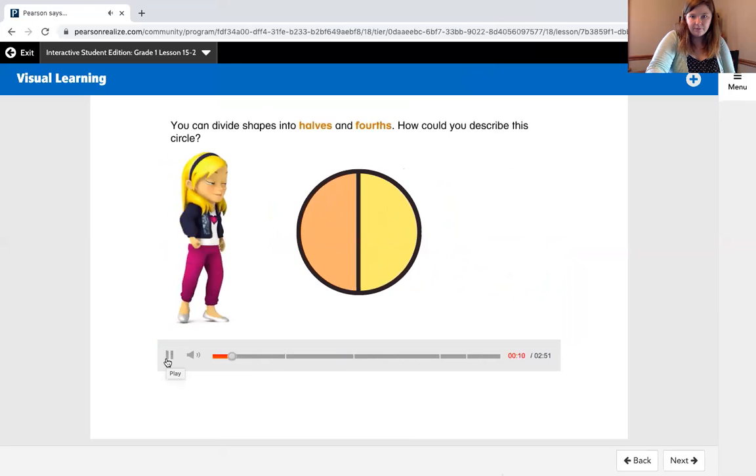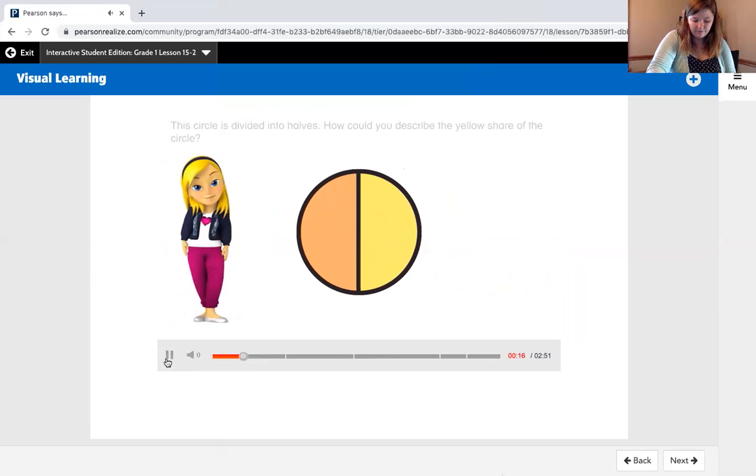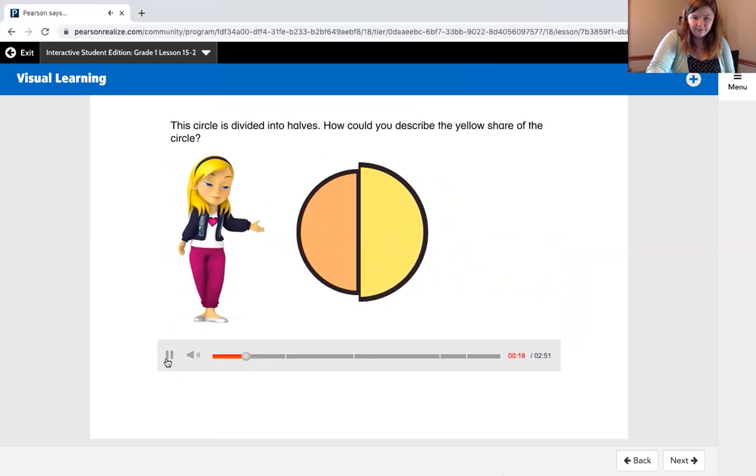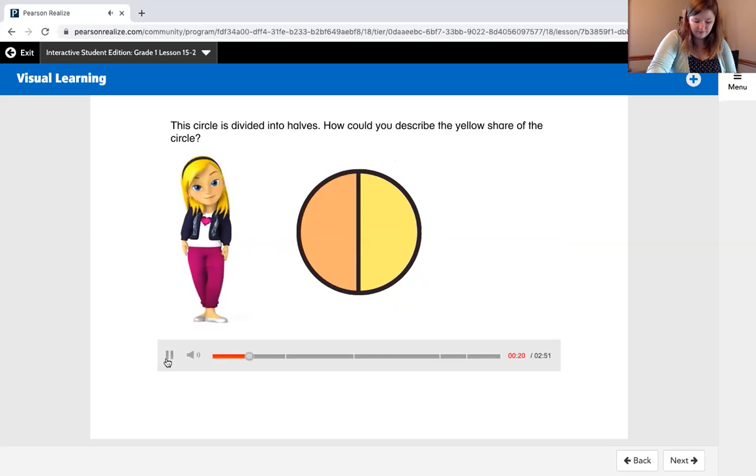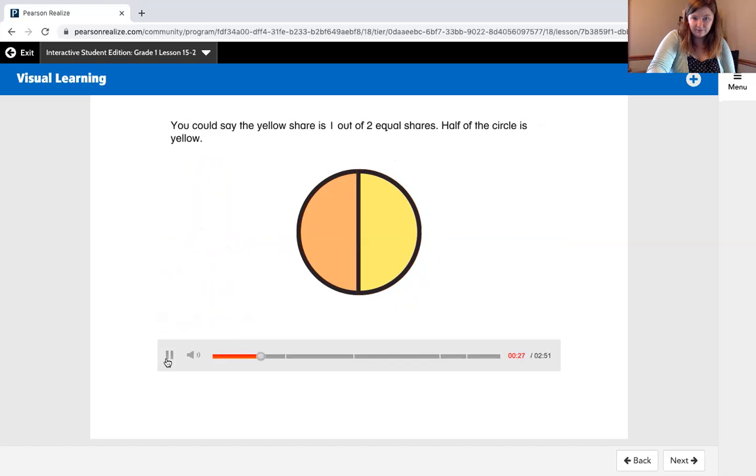You can divide shapes into halves and fourths. How could you describe this circle? This circle is divided into halves. How could you describe the yellow share of the circle? You could say the yellow share is one out of two equal shares. Half of the circle is yellow.